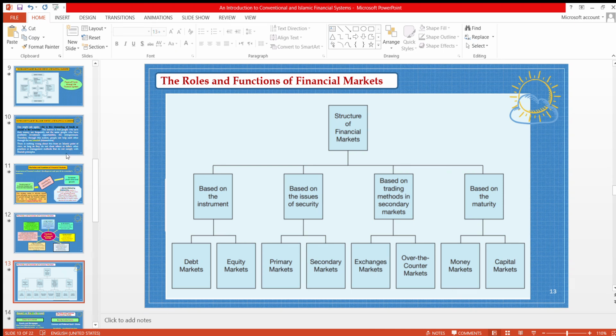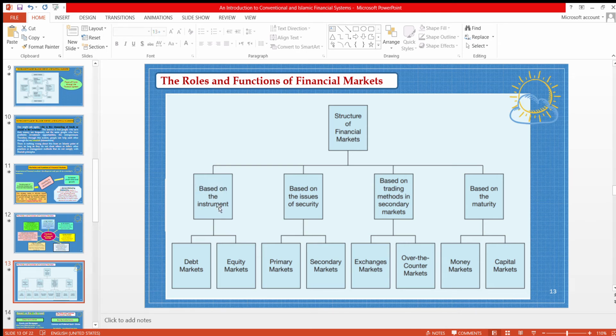Okay. Now, move forward toward the structure of financial markets. After discussing the role and functions of the financial market, now we are going to discuss the structure of financial markets. What is the structure? Look at the slide. This is the structure of financial markets. There are four types of structure explained in this image. You can see that in the slide.